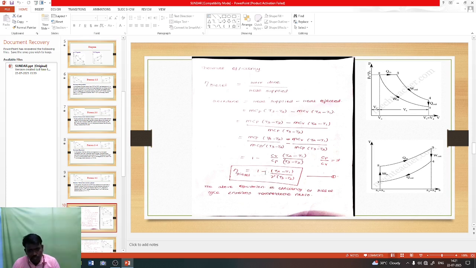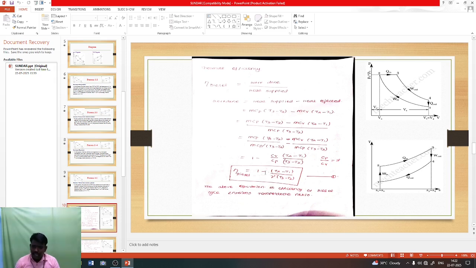So here M is constant for all, so M cancels. In the third step, the heat supplied is M into Cp into (T3 minus T2), divided by M into Cp into (T3 minus T2). Both are the same, so they cancel, minus M into Cv into (T4 minus T1) divided by M into Cp into (T3 minus T2). Here M is cancelled. So finally we will get 1 minus Cv by Cp into (T4 minus T1) divided by (T3 minus T2).